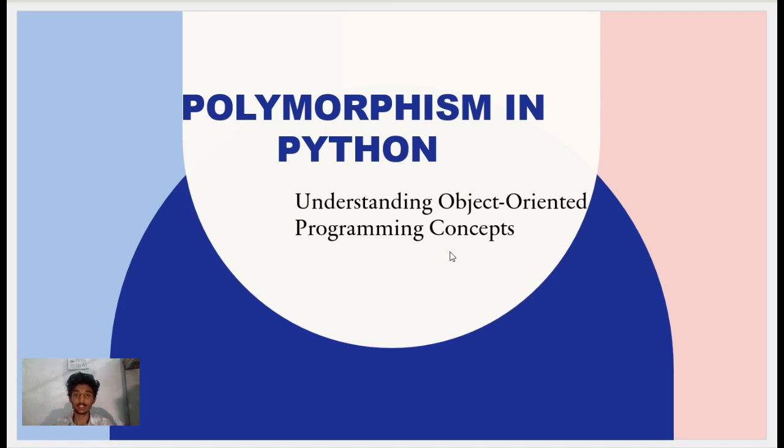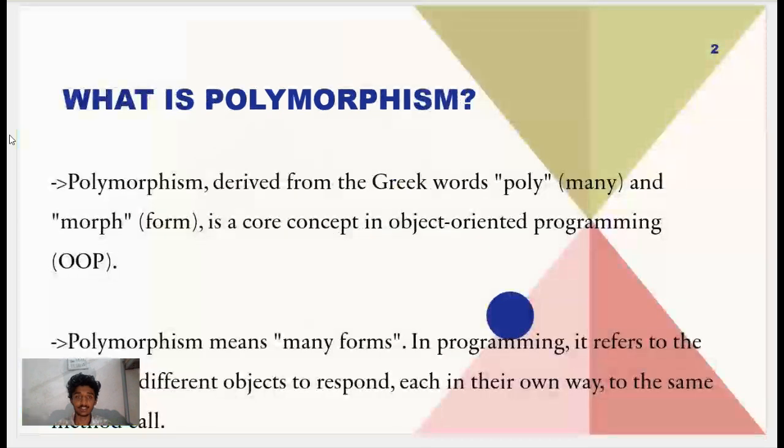Today I am going to explain about polymorphism in Python. This is a concept in object-oriented programming language, the OOPS concept. So first we go to the first slide. First of all, we need to know what is polymorphism.